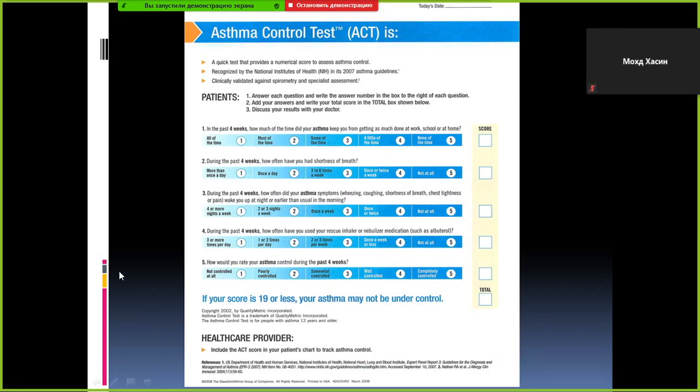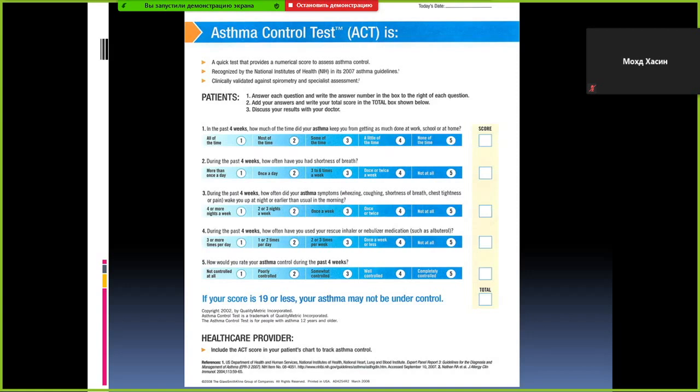Classification according to the control of bronchial asthma. So bronchial asthma may be controlled and uncontrolled, and sometimes partial control may also be assessed. So how to assess control? We may use special questionnaires like the one on the screen. It is called the Asthma Control Test, or ACT. It is filled out by the patient himself once in 4 weeks. The patient answers 5 questions.